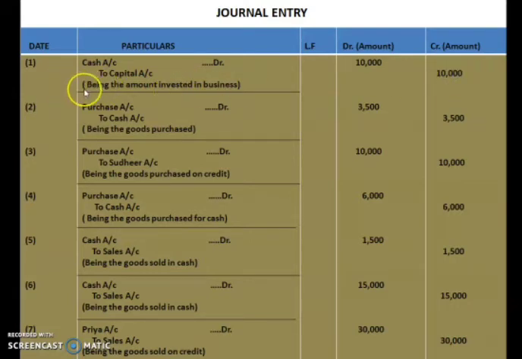Now the narration. As I told you, narration is also equally important while writing a journal entry. Being the amount invested in capital. So you are bringing cash as an investment in the business. So, being the amount invested in the business. You can learn this narration by heart, and whenever there is a transaction like started business and brought the capital, this should be your narration. Okay.